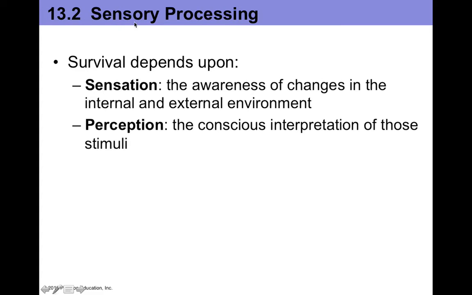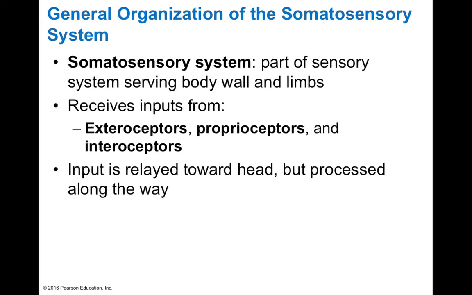Okay, so in this video we're going to talk about sensory processing, and it's important to talk about this because our survival depends on it, and depends on sensation and perception. Sensation is the awareness of changes in the internal and external environment, and perception is the conscious interpretation of those stimuli. There are only certain things we can perceive, but our body is constantly sensing our internal and external environment to help modify variables that maintain homeostasis.